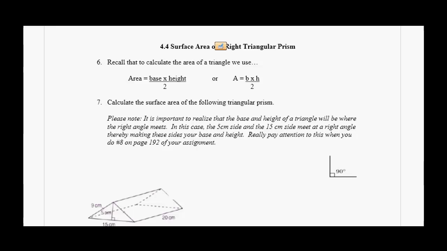Section 4.4, surface area of a right triangular prism, includes the following formula. Area equals base times height divided by 2. That would be the formula for the area of a triangle. B times H divided by 2.